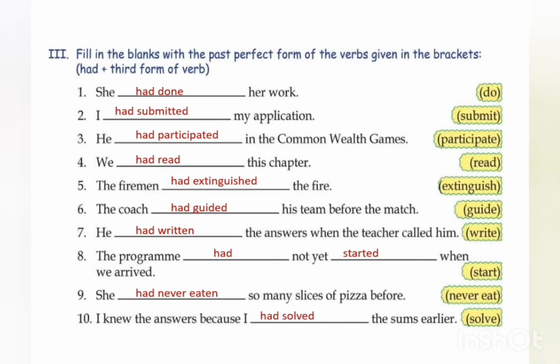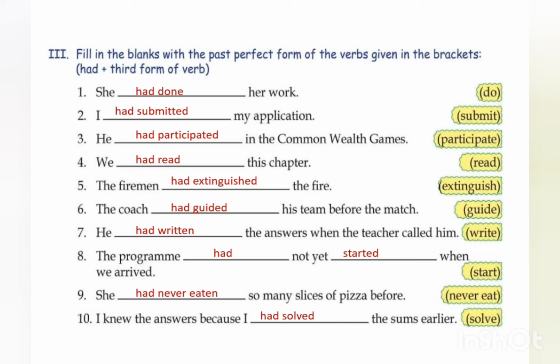Now we will do the book exercises. This is the third exercise, children. The first and second exercises were based on present perfect tense, which you have already done in your previous class. And today we are going to do exercise 3 and 4. So fill in the blanks with the past perfect form of the verbs given in the brackets.